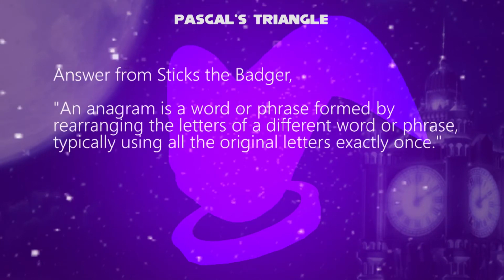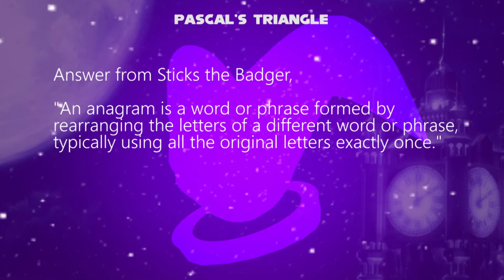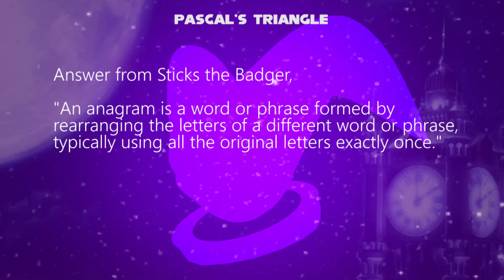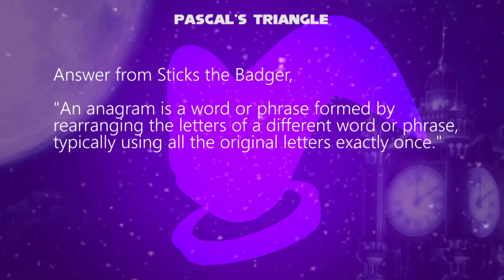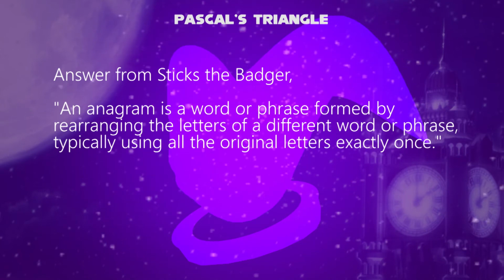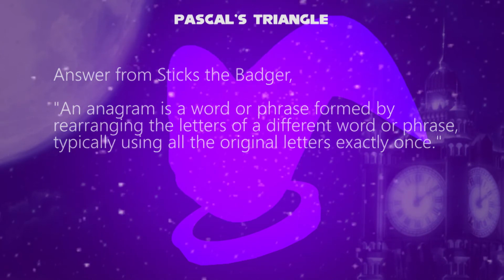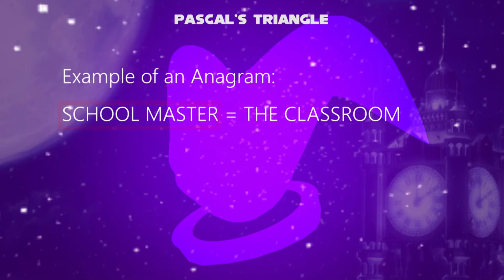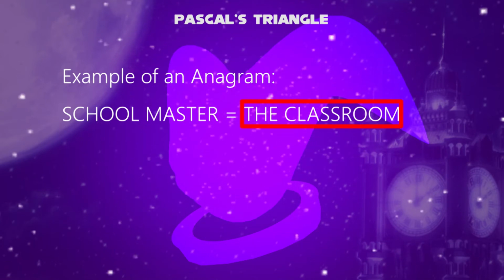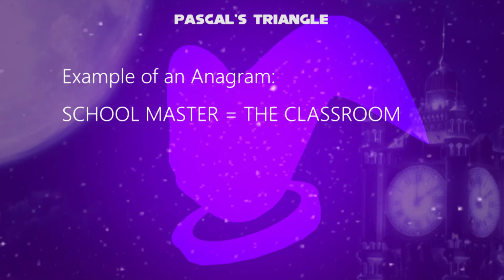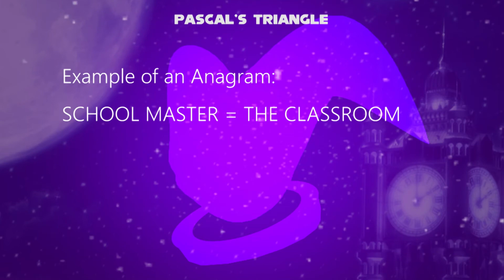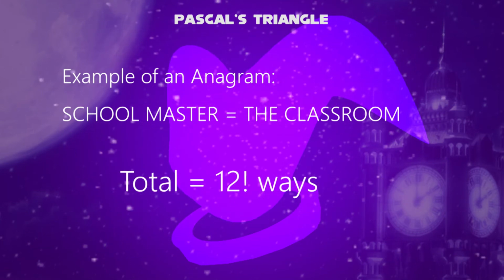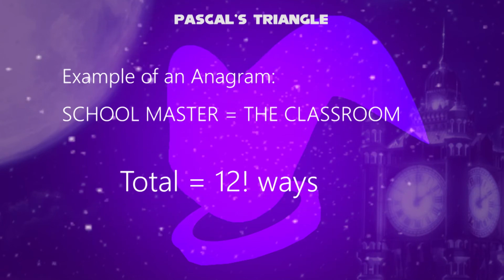An anagram is a word or phrase formed by rearranging the letters of a different word or phrase, typically using all the original letters exactly once. Alright, give an example of an anagram. Okay, let's consider the word schoolmaster. Now, when we rearrange the letters, I could say, the classroom. There are 12 letters, you can accept space. How many ways are formed? That will be 12 factorial ways, but it would tend to have a huge number.